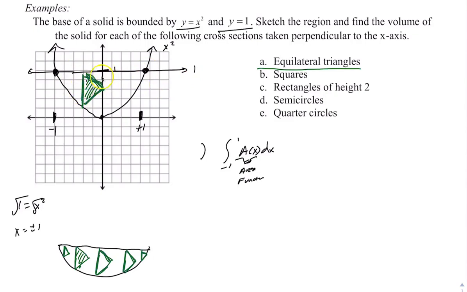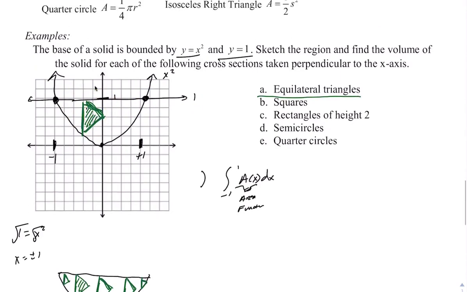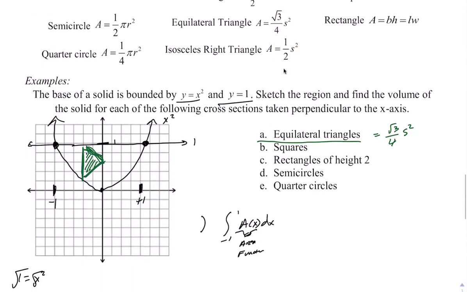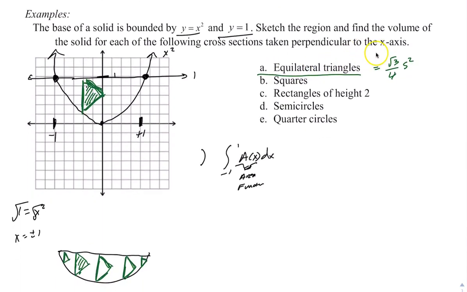So to do that, we need the area of an equilateral triangle. I don't expect you to know this right now, but as of today, you should. The area of an equilateral triangle is radical 3 over 4 s squared. That's my formula for an equilateral triangle. Remember, it's rad 3 on top, not rad 4, because if it was rad 4, it would just be 2. So it's rad 3 over 4.